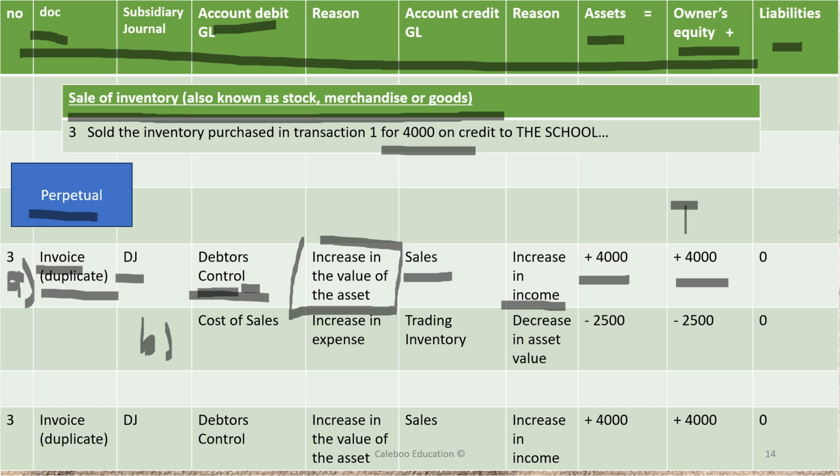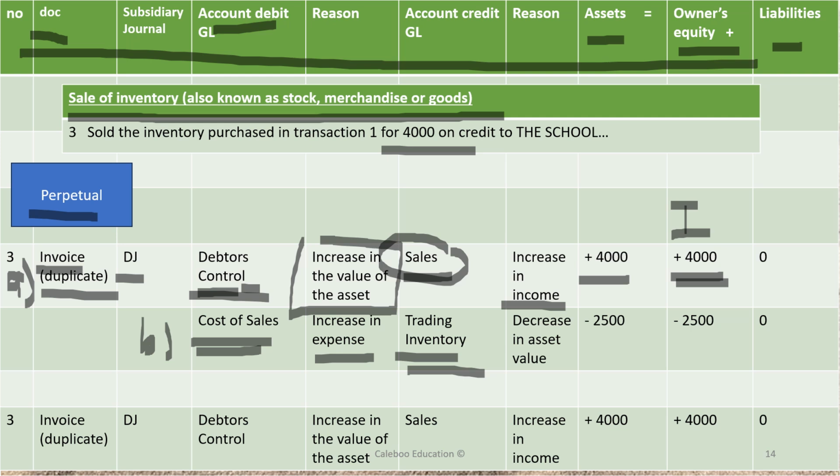Income from the sale increases owner's equity, plus 4,000. Then part B, the inventory was expensed, and we opened an account called cost of sales, and cost of sales was debited, increase in expense. The rule says increase in expense, the account must be debited. And trading inventory, the stock left our shelves and was delivered to the school.